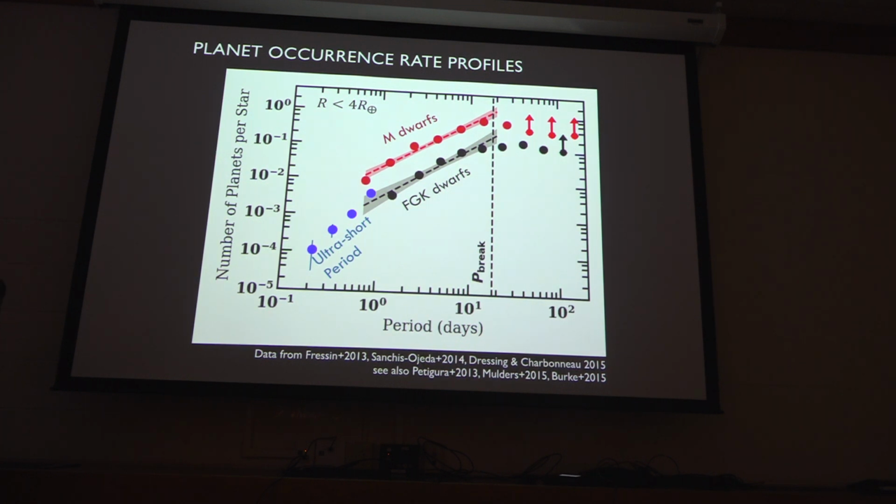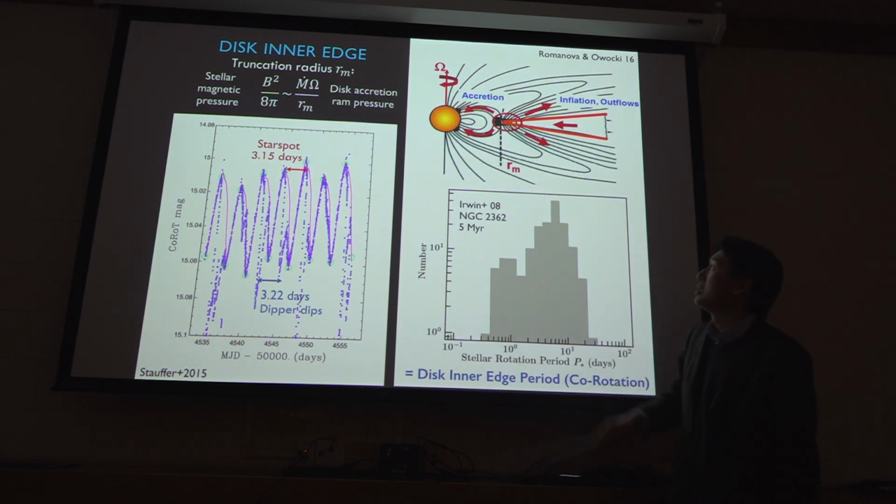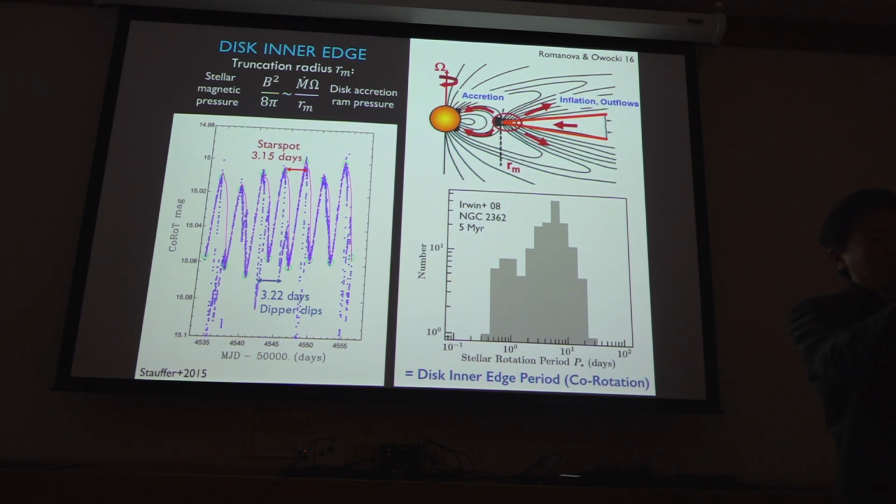Okay, so why is there this break and this drop-off? Well, we think it's because planets form in disks, and the disks are truncated, right? They don't go all the way to the stellar surface. They're truncated by the stellar magnetosphere. Stellar magnetospheres hold off the accretion flow when the ram pressure of the flow balances the magnetic pressure of the young host star. In equilibrium, that truncation radius settles down to co-rotation, where the disk is co-rotating with the star.